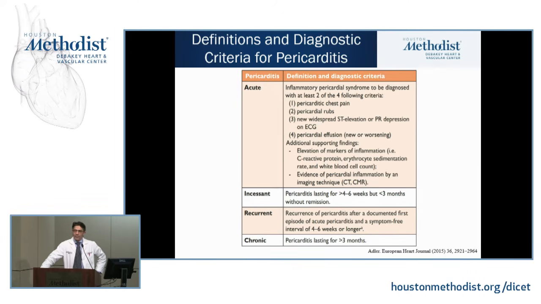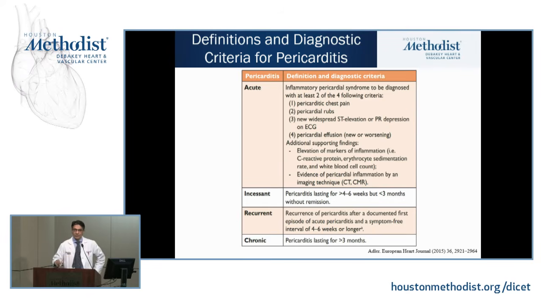So as you know, there are 4 criteria, and you need 2 out of 4 in order to make the diagnosis of acute pericarditis. This includes positional chest pain, a pericardial rub, new ST elevations or PR depressions, and the presence of a pericardial effusion that's new. Now, all of these have problems.